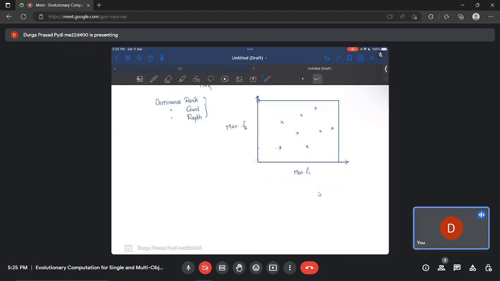And for the last case, you want to maximize F2 and minimize F1. Minimizing F1 should move in this direction and maximizing F2 should move in this direction. So you would end up at this particular point, and your distances should be something like this. This is for the dominance rank method. After doing this, you will get a rank for each one of the individuals.